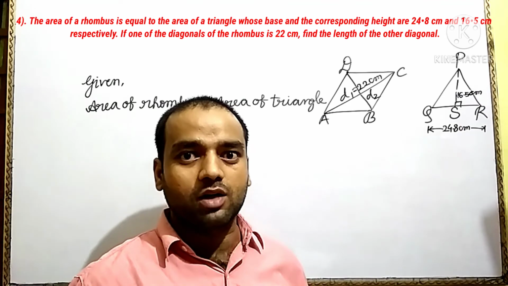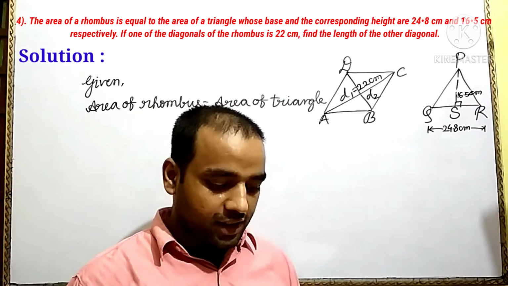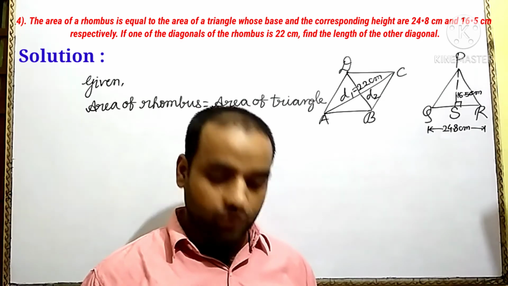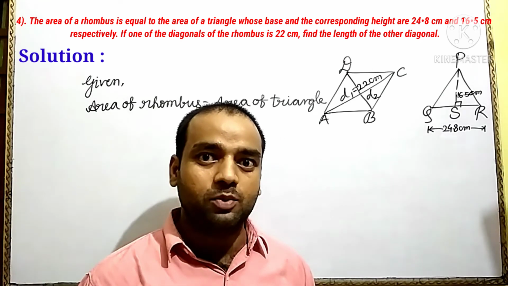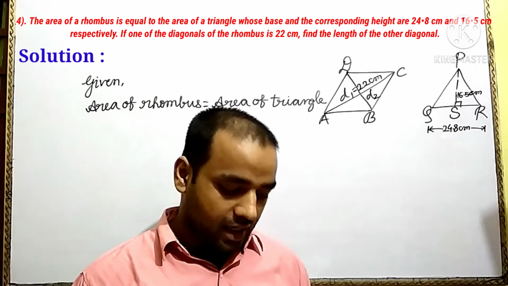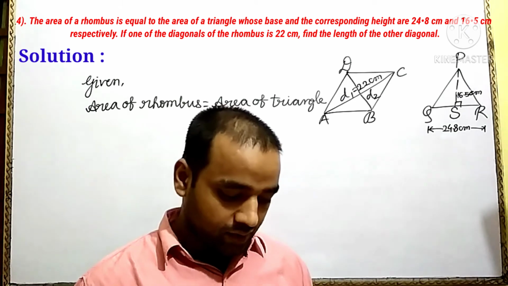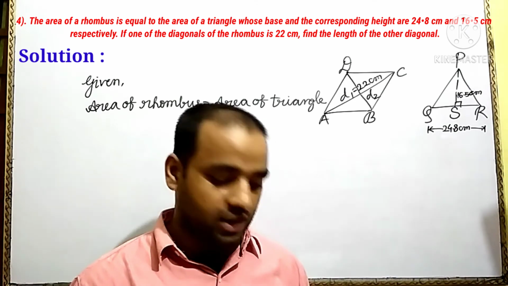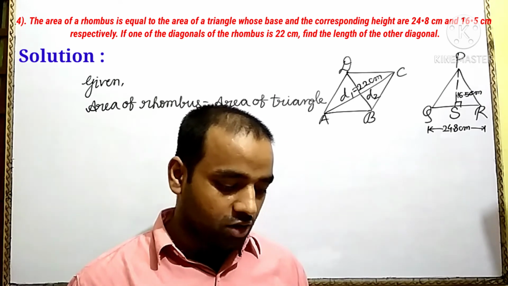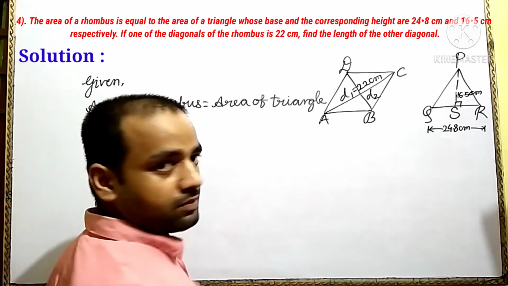In question number 4, the area of a rhombus is equal to the area of a triangle whose base and the corresponding height are 24.8 centimeter and 16.5 centimeter respectively. If one of the diagonals of the rhombus is 22 centimeter, find the length of the other diagonal. So we let the other diagonal be D2.